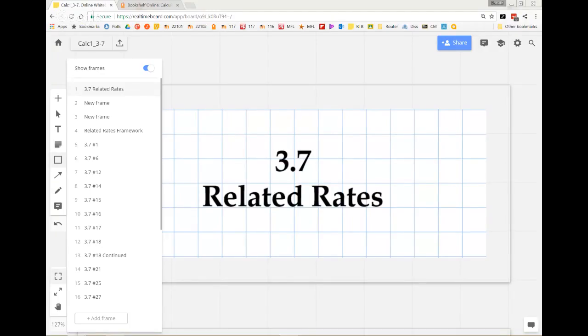Good morning, everyone. I'm going to go through a day 2 on related rates. We had a good day, but we need to look at some more. I'm pretty much doing the whole assignment, but that's okay. These are still very important problems.